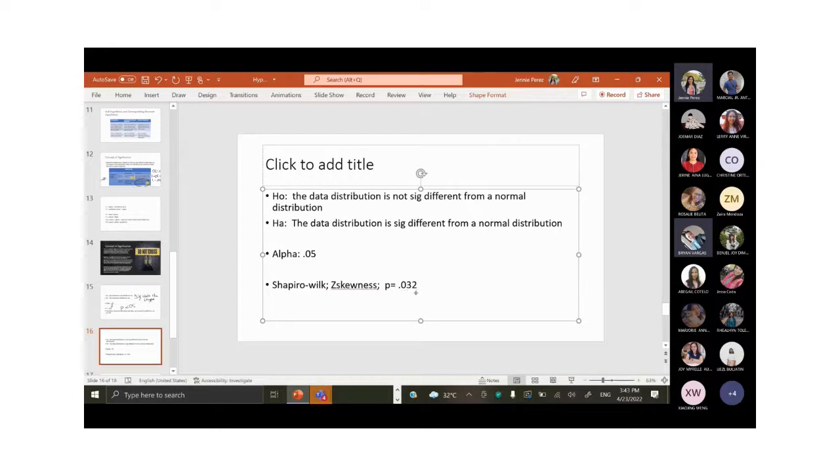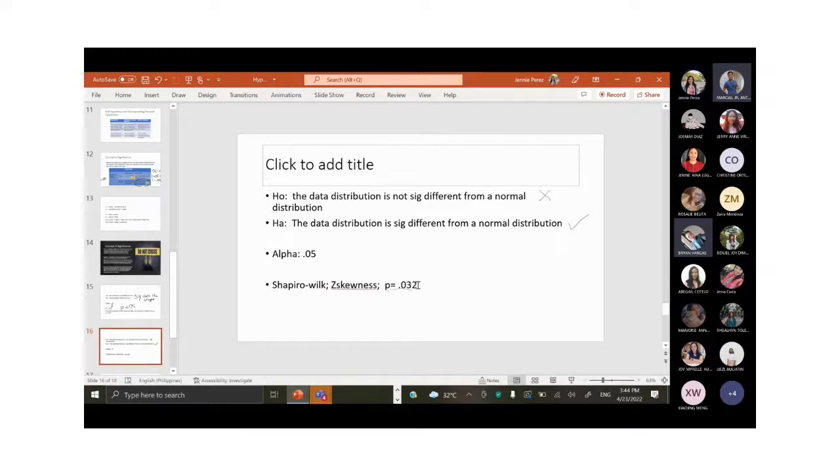P-value is 0.032 against an alpha of 0.05. The decision rule is p-value should be less than or equal to. So therefore, what shall I do with this null hypothesis? Anong gagawin mo sa null hypothesis if this is your p-value? Shall you reject the null hypothesis or accept the null hypothesis? Reject. We reject this, accept the alternative. Meaning to say, your distribution is not normal.